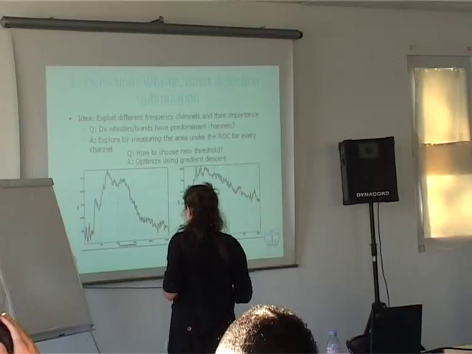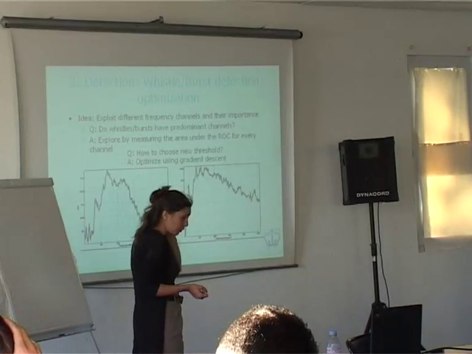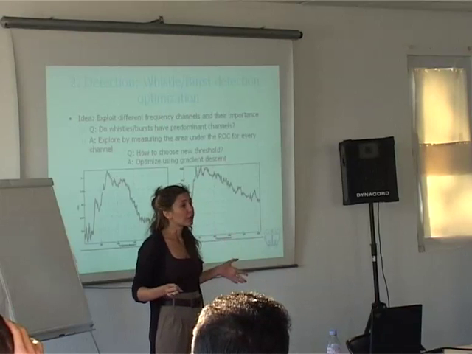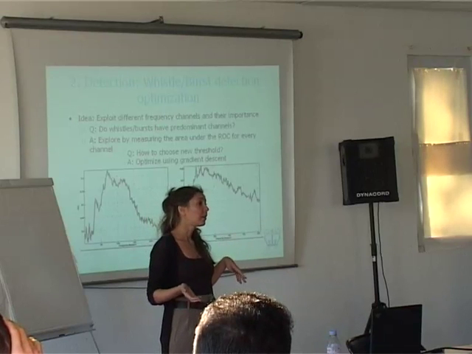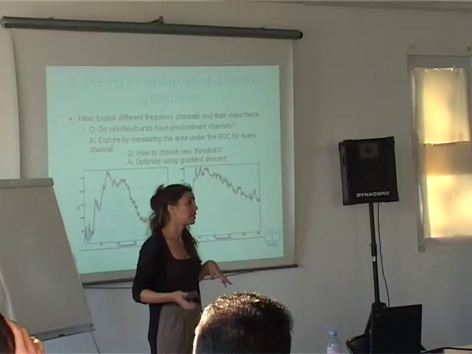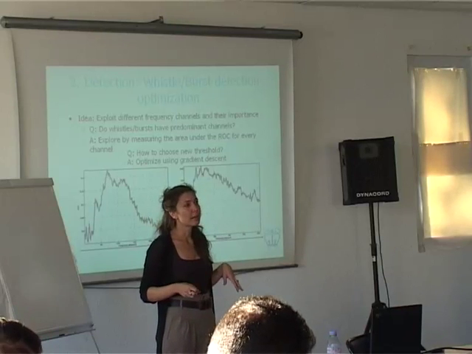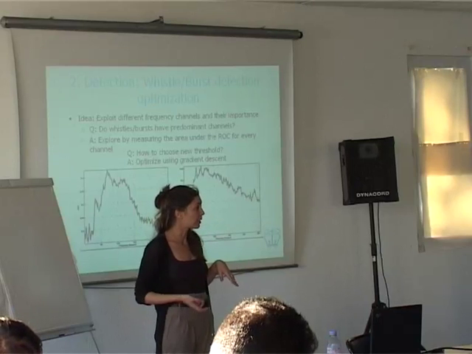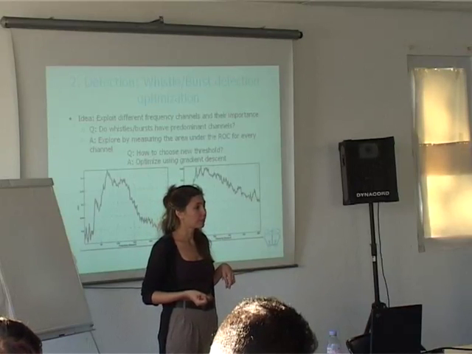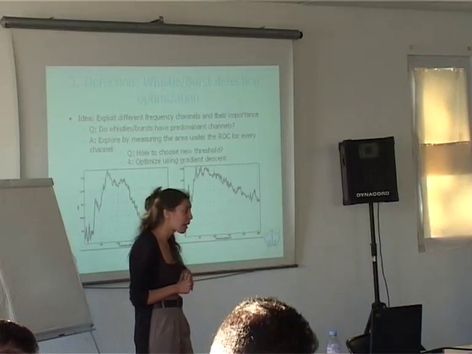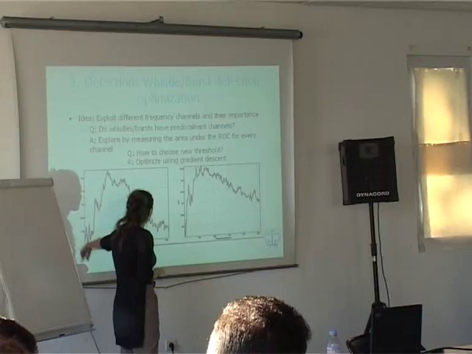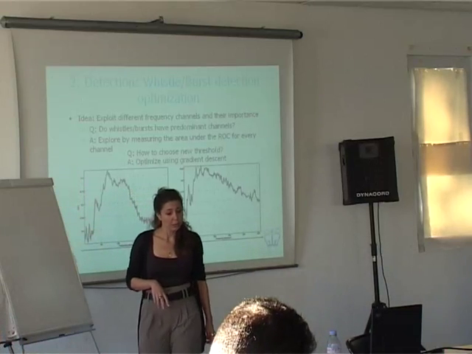So how can we check for that? Well, the way we did it is we checked how good each frequency channel is in classifying, in detecting. We did that by measuring the area under the ROC curve for each of the frequency channels. So what came out was this function, which is a function of the AUC, the area under the curve, with each frequency channel.